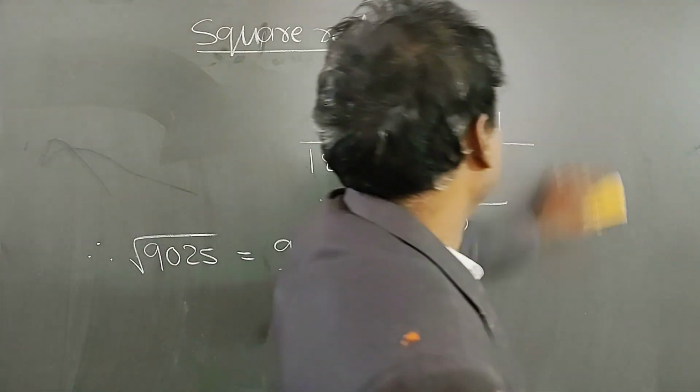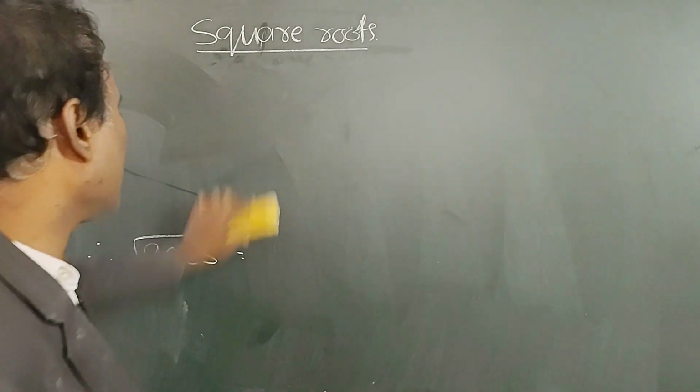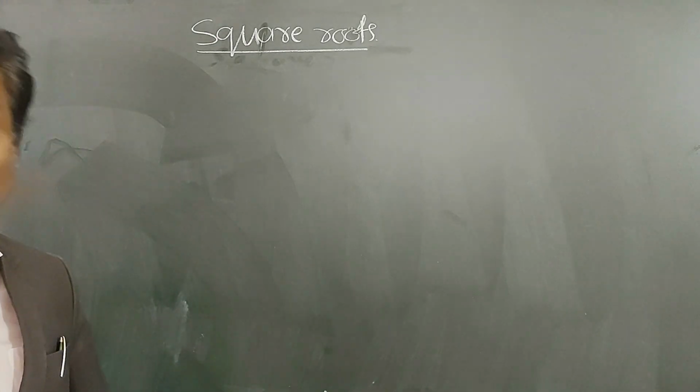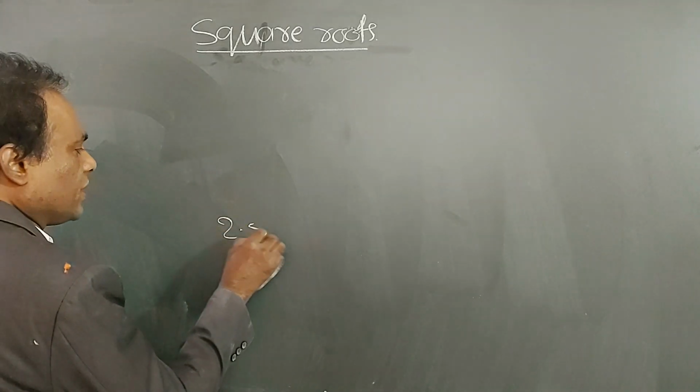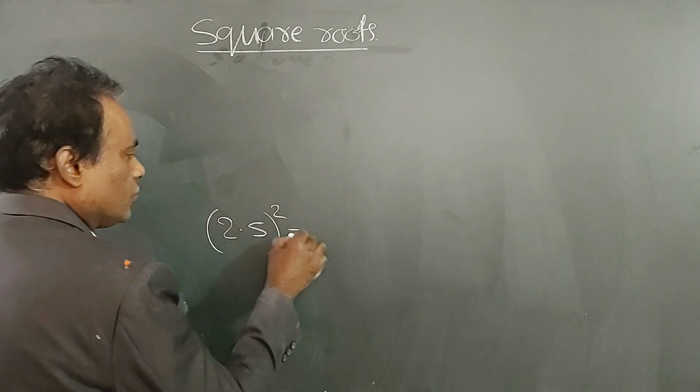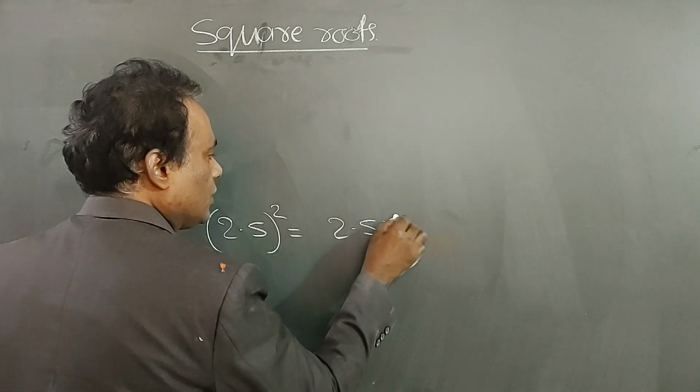Now, finding the square root of numbers with decimals. If it is a decimal, how do we find the square? Squaring, you know. Suppose it is 2.5 whole squared. So this is 2.5 into 2.5.